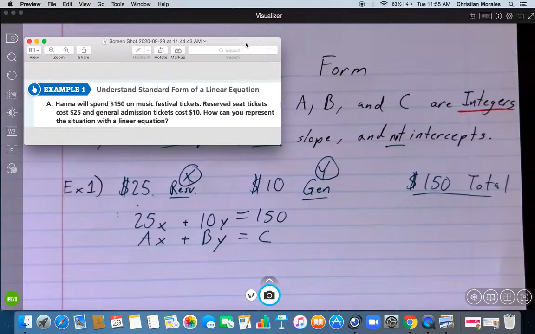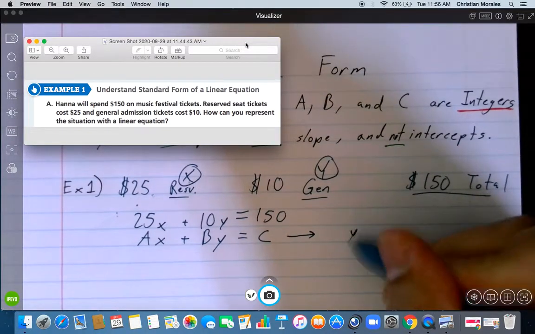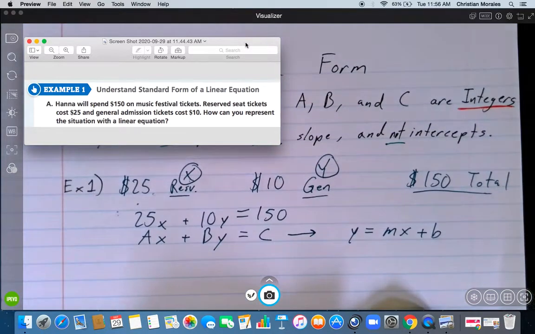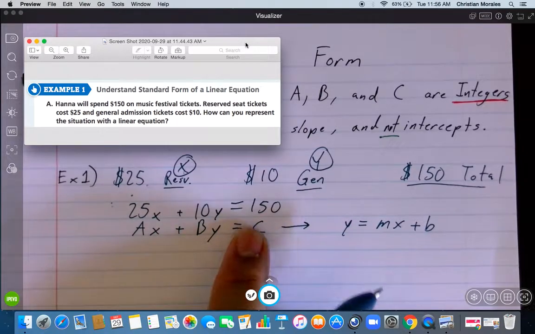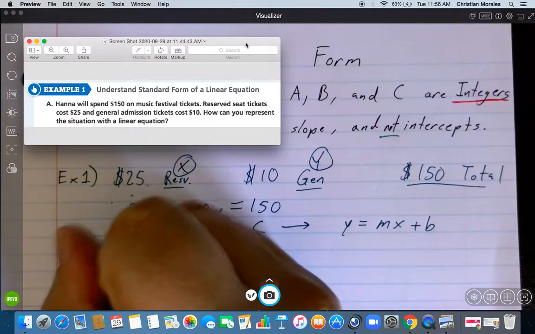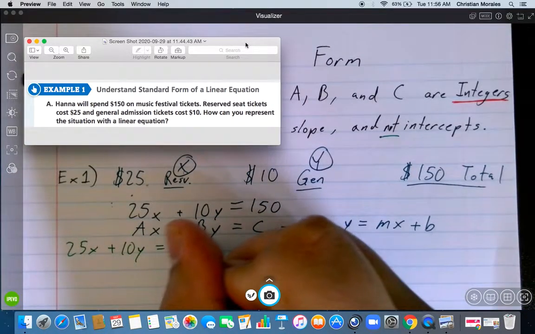So this is what I mean that there is no graphing this the standard way. You kind of have to take the information given and write it as best you can. Now, if you're going to graph it, we have to turn this into y equals mx plus b. That's our best chance. Okay? So let's talk about how we do that. How do we rewrite this to make it look like y equals mx plus b? So let me write it over here. 25x plus 10y equals 150.